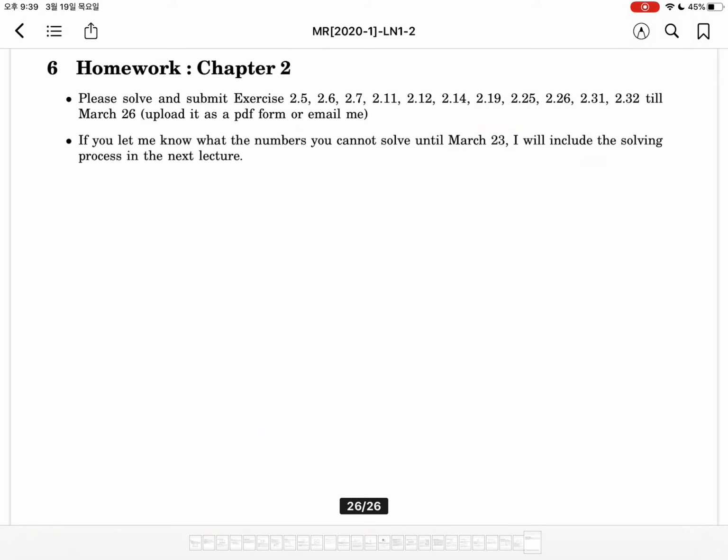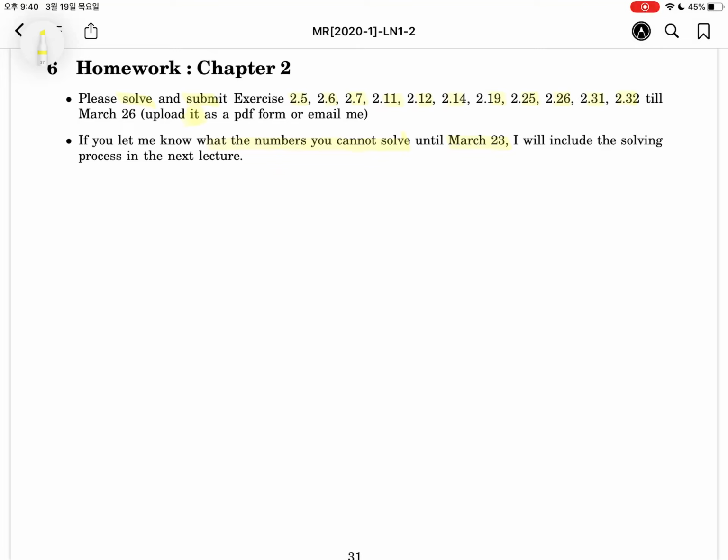Okay, this is the last page of chapter 2. You have homework, homework number 1. Please solve and submit exercises 2.5, 6, 7, 11, 12, 14, 19, 25, 26, 31, 32 until March 26, next Thursday. Please upload it as a PDF after scanning your solution, or email me. If you let me know which numbers you cannot solve, the due date is March 23rd.